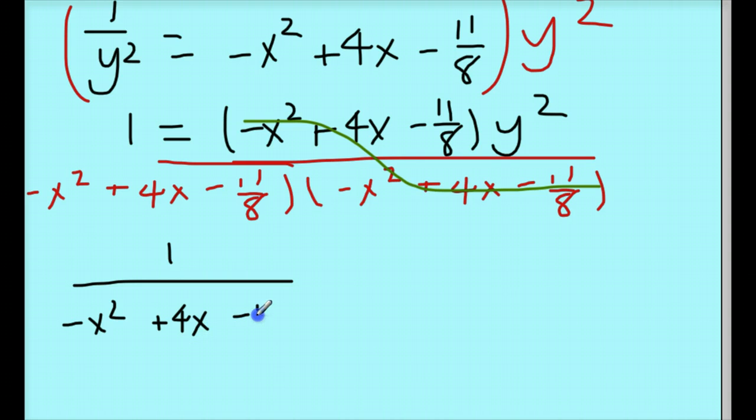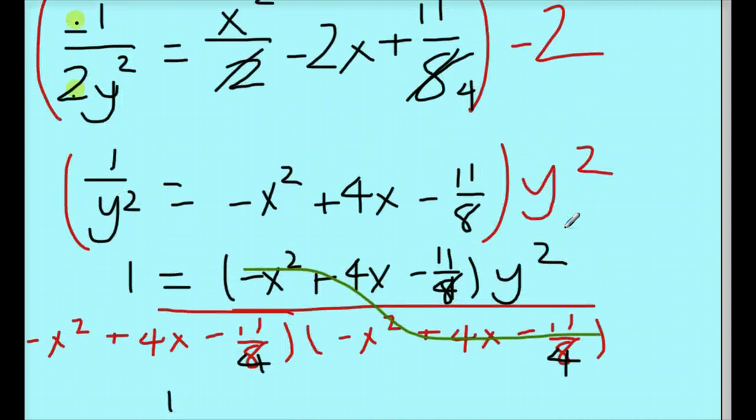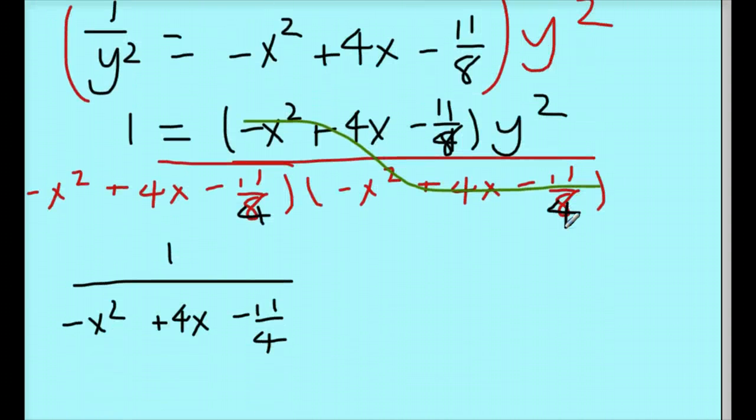minus 11 over, oh sorry, that should be a 4. That should be a 4, that should be a 4, and that should be a 4. Let me go back up and check. Yeah, I forgot to make that a 4. This right here should be a 4. And all of this is equal to y squared.